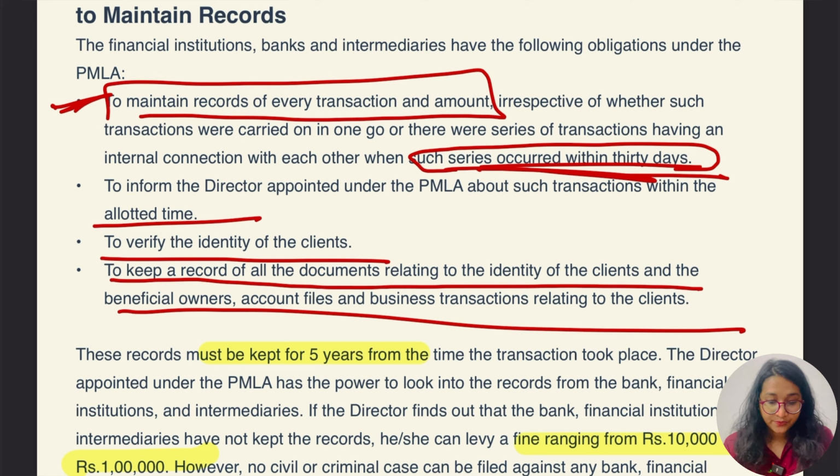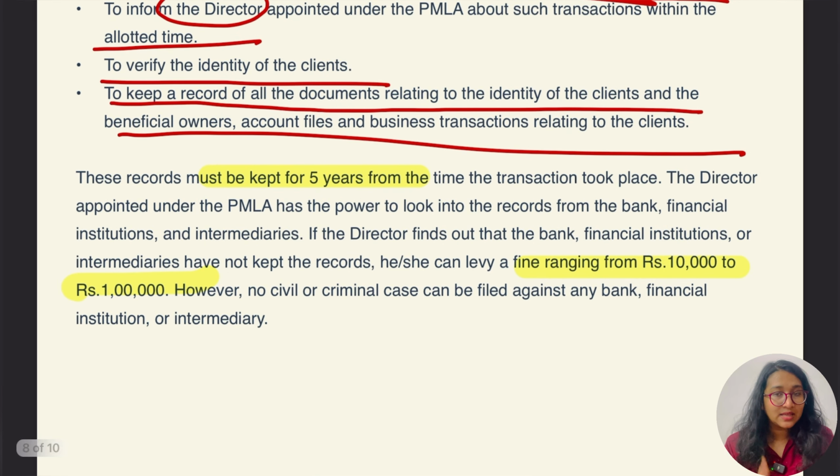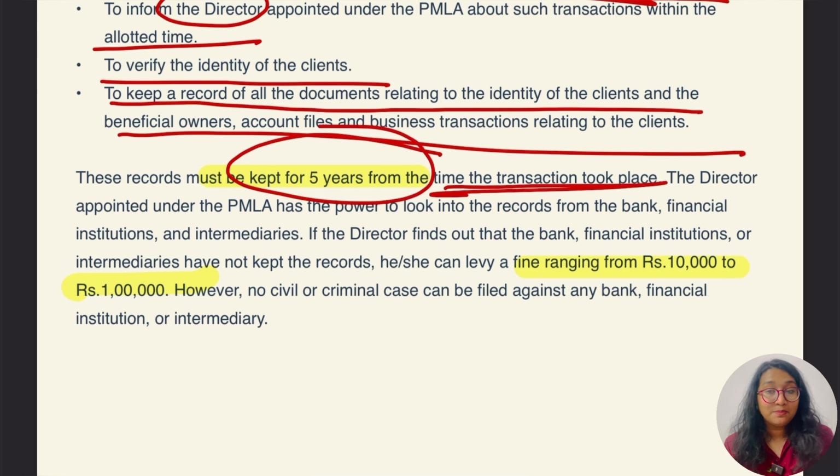They have to maintain the records of each and every transaction amount. They have to inform the director appointed under PMLA of such transactions within the allotted time. It's the duty of the financial institution and bank to inform the director who is appointed under PMLA, verify the identity of the clients and keep a record of all the documents related to the identity of the clients, beneficial owner and all. So these records must be kept for how many years? MCQ question, okay, look: 5 years from the time the transaction took place. The director appointed under PMLA has the power to look into the records of the bank, financial institution and intermediaries.